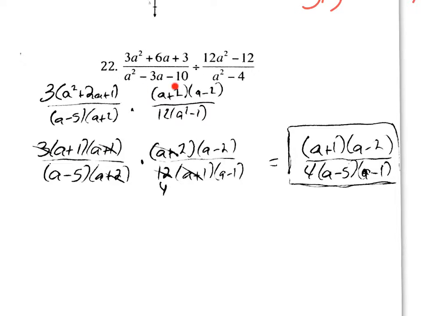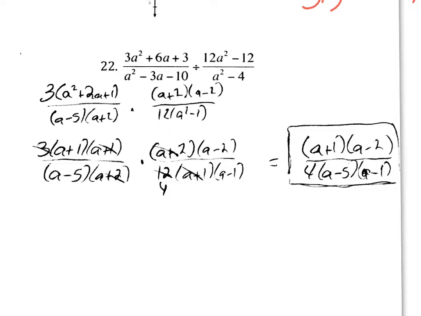On the bottom, I need 2 factors of 10 that give me -3, so I put a minus 5, a plus 2. This one I flipped, and this is a difference of squares, so I did a plus 2, a minus 2. This one, which is now on the bottom, I took out a 12, which gives me a squared minus 1. But you can factor a squared minus 1 more because it's a difference of squares.